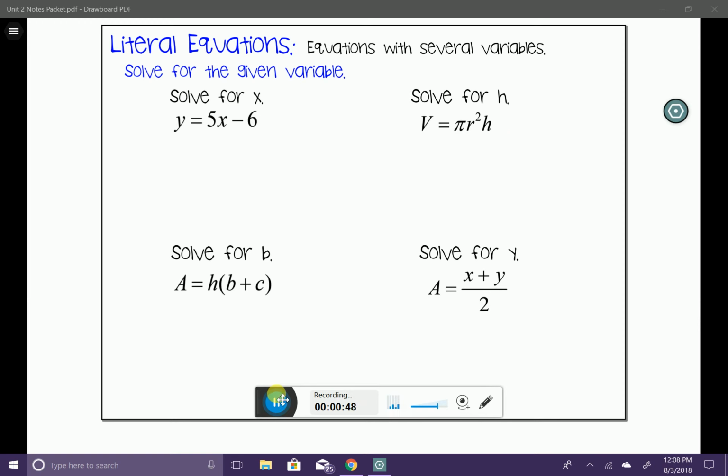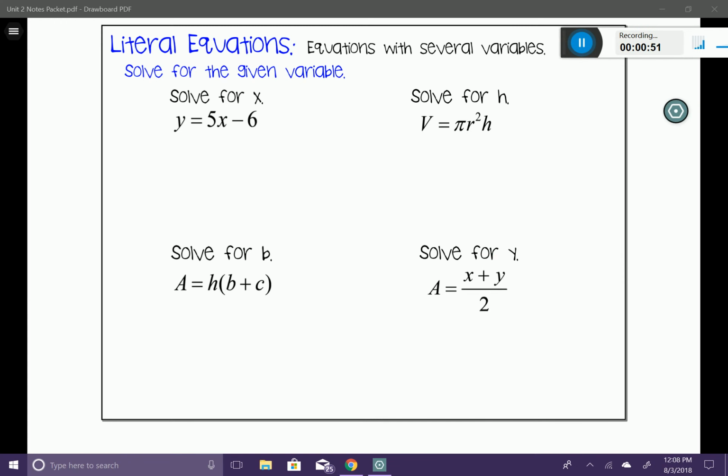Let's look at the first example. It's asking me to solve for x. My equation is y equals 5x minus 6. I do have two variables in there, x and y, so it might feel kind of weird to solve for another variable. Right now, the equation is solved for y. I have y all by itself on one side and all the other stuff on the other side. What I want to do is reverse it, and get x all by itself on one side of the equal sign.